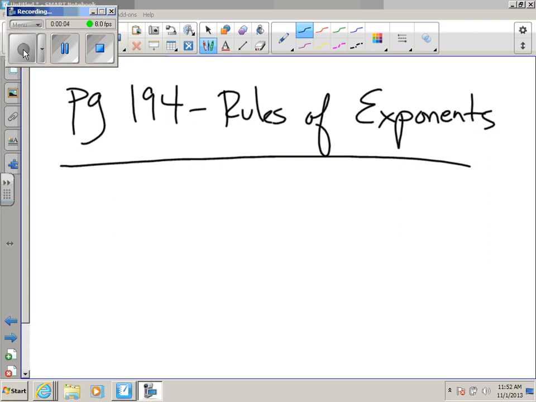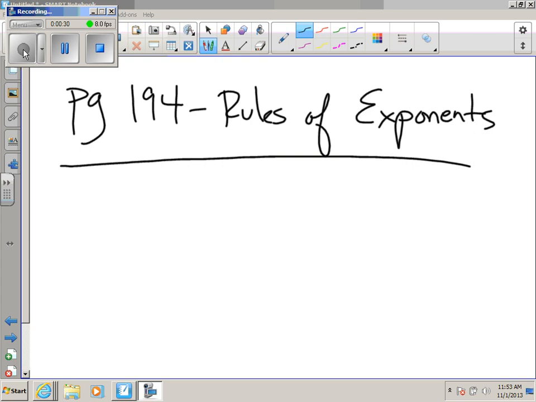Rules of exponents. Page 194. Take a look at 194 and just follow along on that page. They're going to walk us through a couple of things. It's basic facts about exponents, basically, how they apply when you're using integers and how they apply when you're using variables, and what we can do with them.